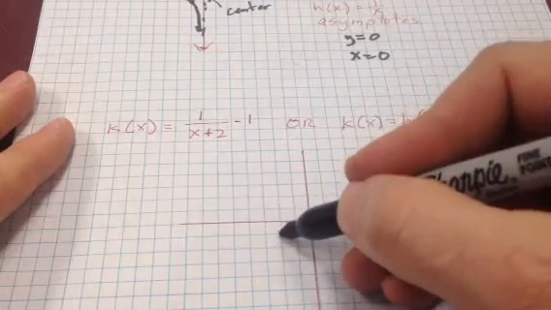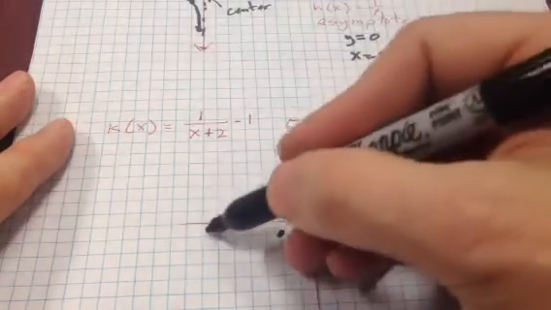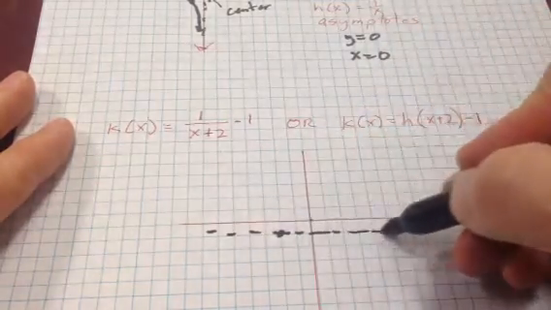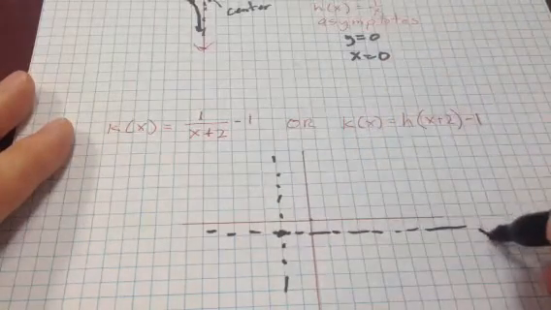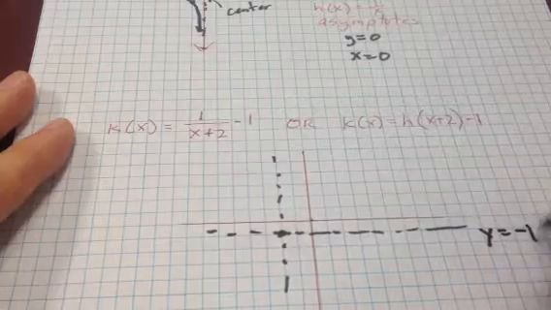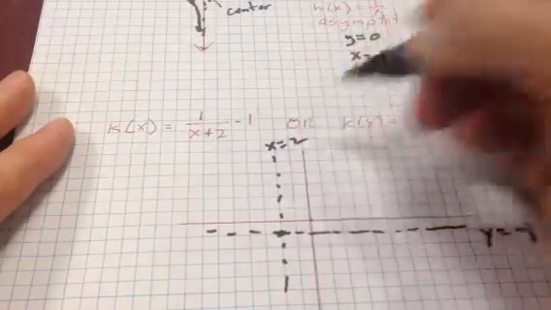Down 1 and left 2, because the x is backwards. So that's my new center. So I have new asymptotes there, which I'm going to sketch in. So I got an asymptote of y equals -1 and x equals 2.